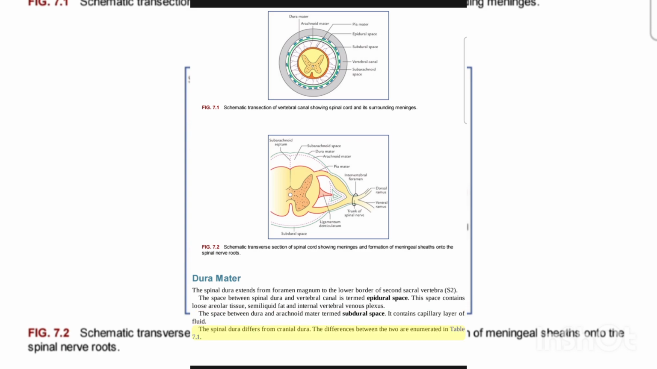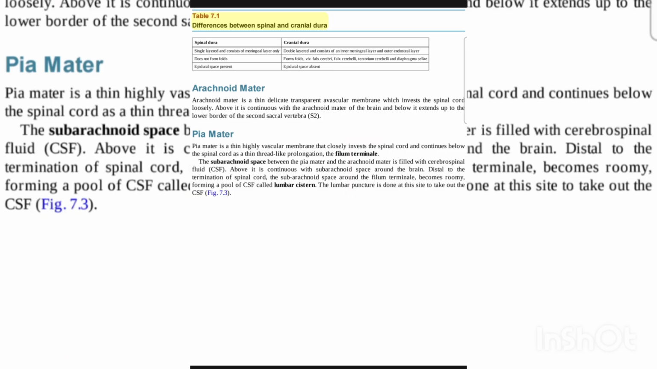The spinal dura differs from cranial dura. The differences between the two are enumerated in Table 7.1. Table 7.1 Differences between spinal and cranial dura. Arachnoid mater is a thin, delicate, transparent avascular membrane which invests the spinal cord loosely. Above it is continuous with the arachnoid mater of the brain, and below it extends up to the lower border of the second sacral vertebra, S2.